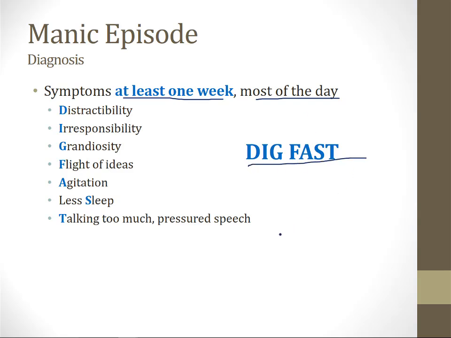So the picture you should have in your mind of a manic episode is a patient who suddenly doesn't want to sleep, is full of energy, is running from task to task, talking wildly, often engaging in disinhibited or irresponsible behavior. That patient is having a manic episode.